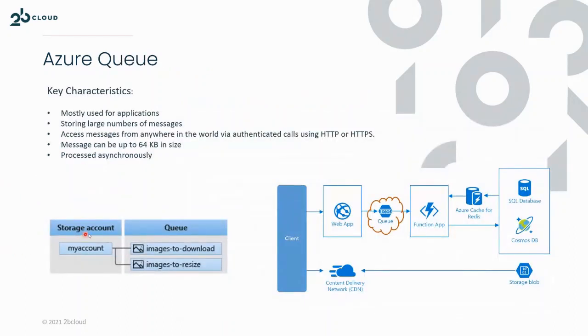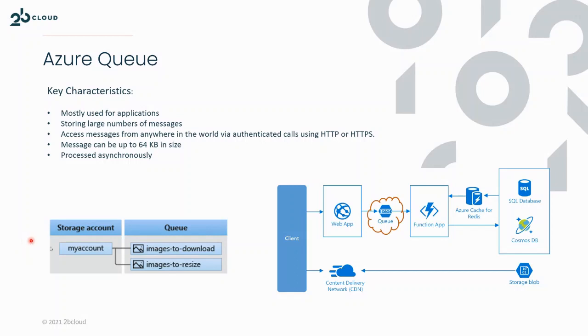Azure Queue. As said, the Azure Queue is a small service that's designed for applications. It can aggregate a lot of messages and allows other services to pick those messages and to process them in a queue. The queue service is accessible from anywhere via authenticated HTTP or HTTPS calls, and the max size of the message is 64 kilobytes.